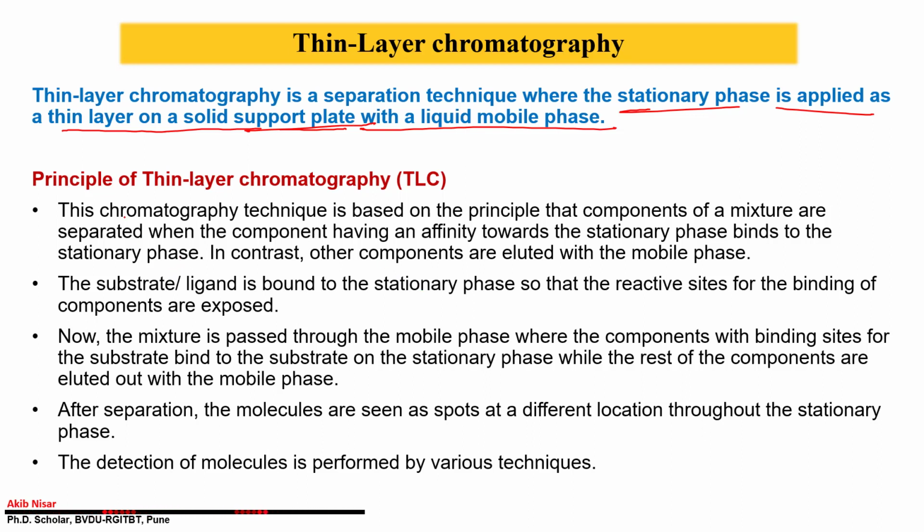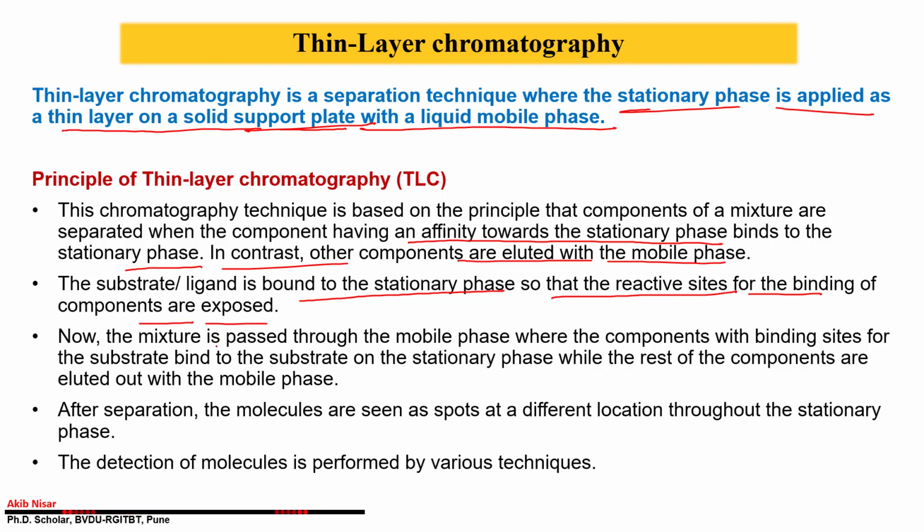In principle, this chromatography technique is based on the principle that components of a mixture are separated when the component having an affinity towards the stationary phase binds to the stationary phase. In contrast, other components are eluted with the mobile phase. It's not a very different principle. It applies to all chromatographic techniques. Like in TLC, the substrate or ligand is bound to the stationary phase, that is a very thin layer support, also called the TLC plate, so that the reactive sites for the binding of components are exposed.